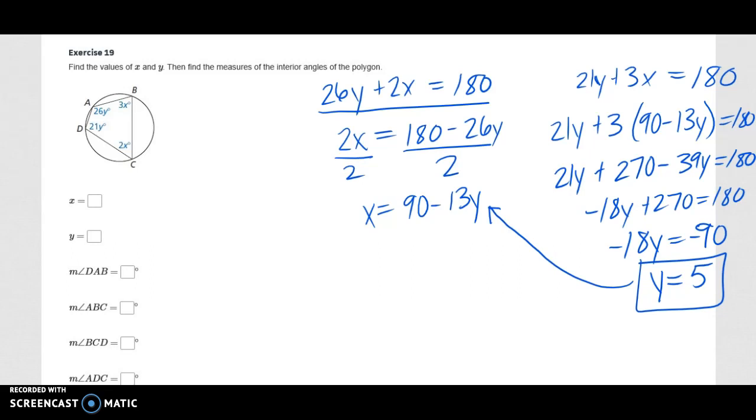Once you have both your x and your y values, make sure you are plugging those back into the appropriate angles to then find the actual angle measures.